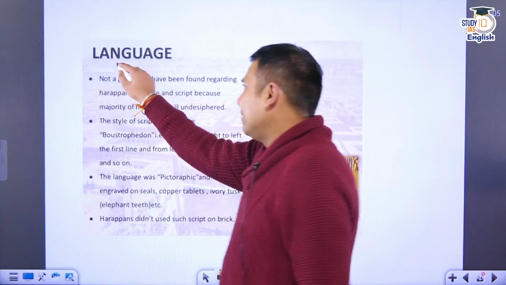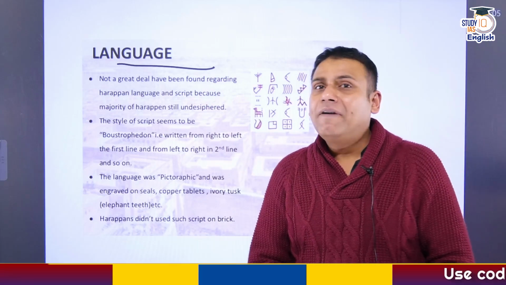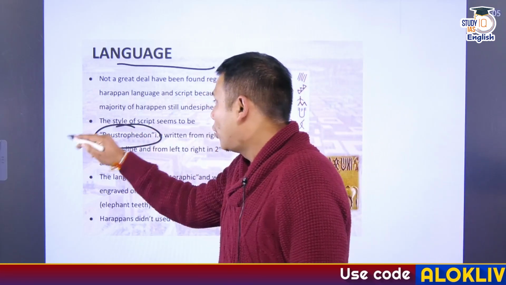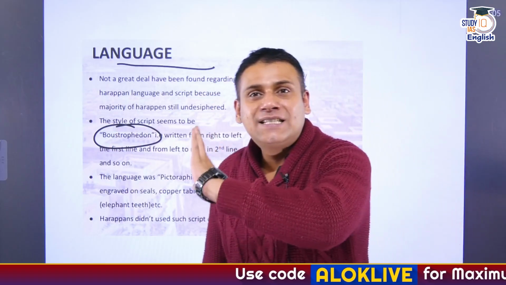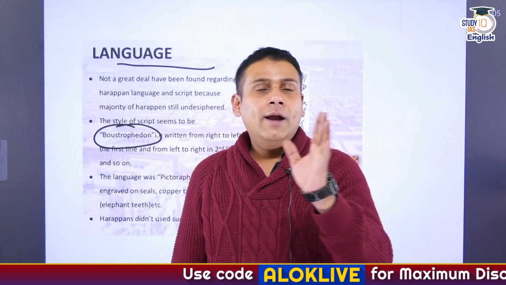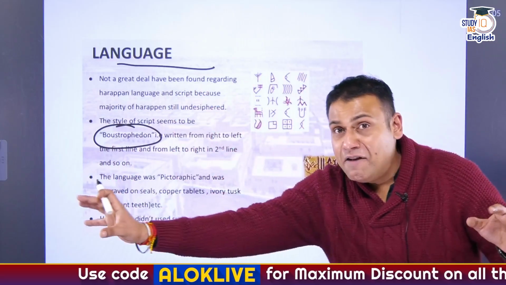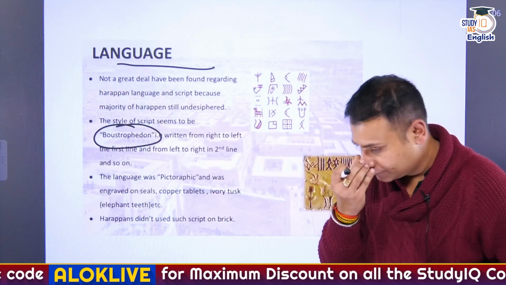The language and the script. The language of Indus Valley people is pictographic, and the script is referred to as Boustrophedon. What is written in the script? It is still undeciphered. Indus Valley script still stands undeciphered. We have inferred from the pictures. I'll give you a small example.